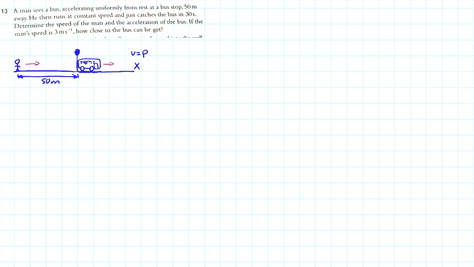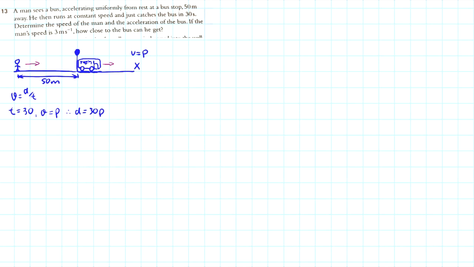For the man, he's running at a constant speed, and so we know that the velocity is distance on time. What do we know? The time it takes for him to catch the bus is 30 seconds. We know the velocity he's traveling at is going to be p, and therefore the distance till he catches it is velocity times time. So let's say it's 30p. That can be helpful to us.